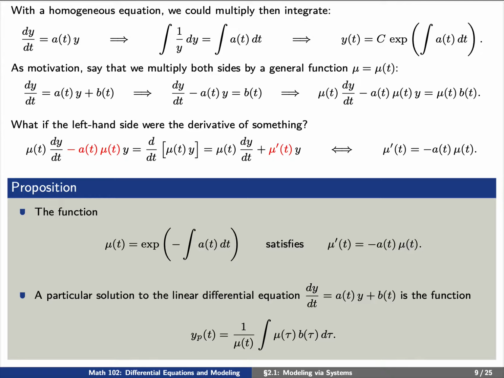First, the solution to mu'(t) equals negative a(t) times mu is the exponential of negative the integral of a(t) dt. Using this, a particular solution to the non-homogeneous equation dy/dt equals a(t) times y plus b(t) is the following function. y_p(t), a particular solution, is given by 1 over mu(t) times the integral of mu(tau) b(tau) d tau.